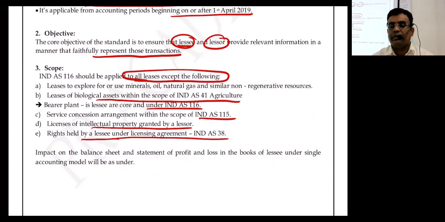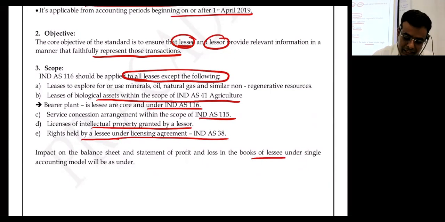Tell me, what are all the things for which it is not applicable? Leases to explore for or use mineral oil, natural gas, all these things. Then biological assets other than bearer plants, service concession arrangements, licenses of intellectual property, rights held by lessee under license agreements. For all these it is not applicable. Is it clear?